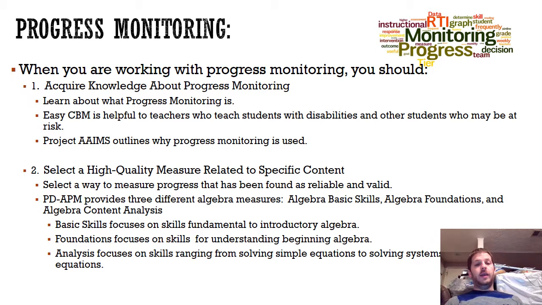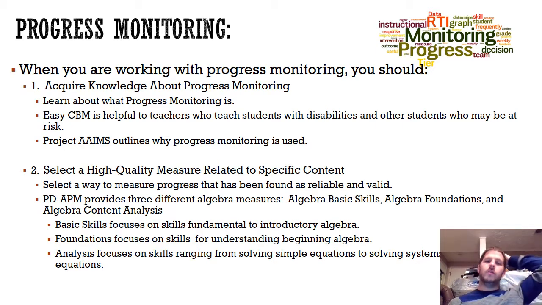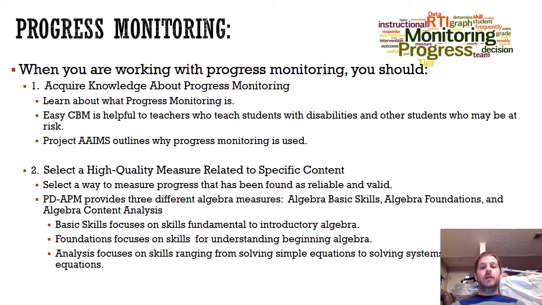Next, you should select a high-quality measure related to specific content. You should select a way to measure progress that has been found as reliable and valid. PDAPM provides 3 different algebra measures: Algebra Basic Skills, Algebra Foundations, and Algebra Content Analysis. Basic Skills focuses on skills fundamental to introductory algebra. Foundations focuses on skills for understanding beginning algebra, and Analysis focuses on skills ranging from solving simple equations to solving systems of linear equations.